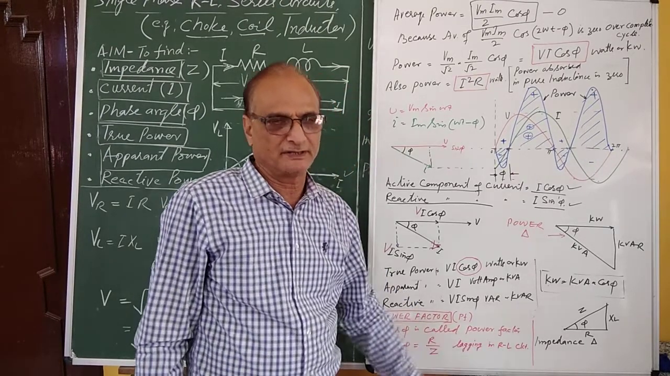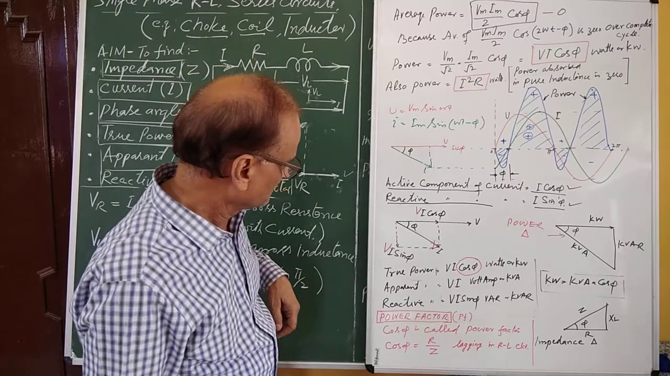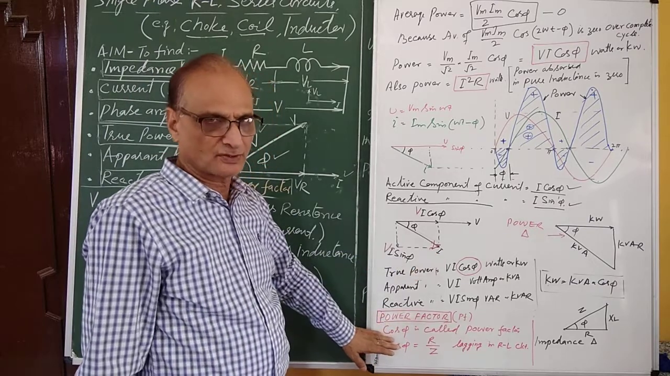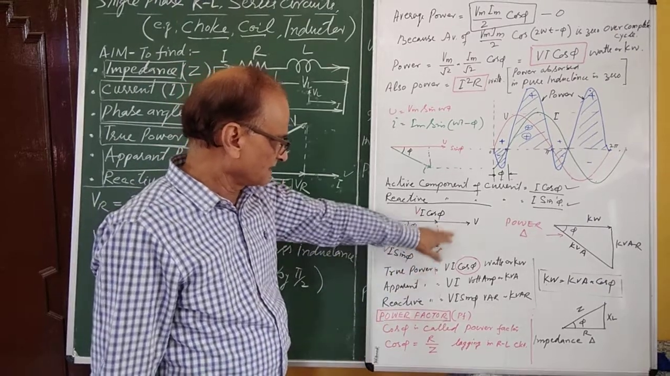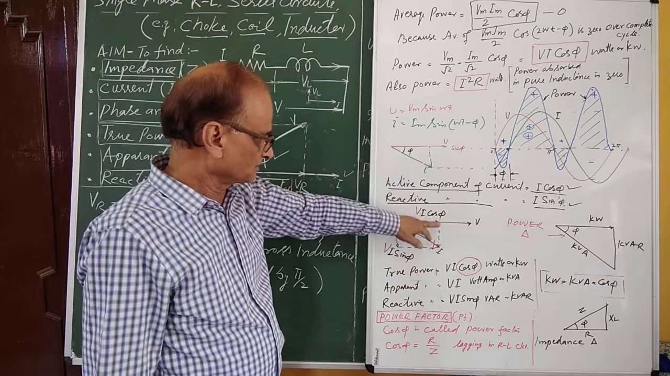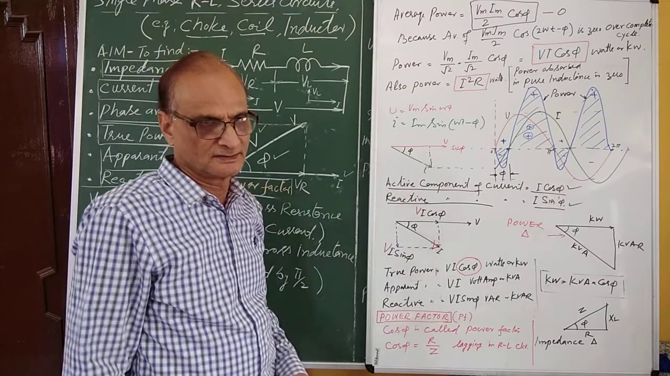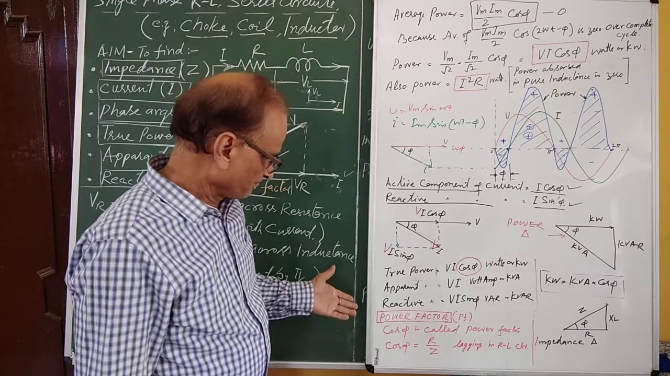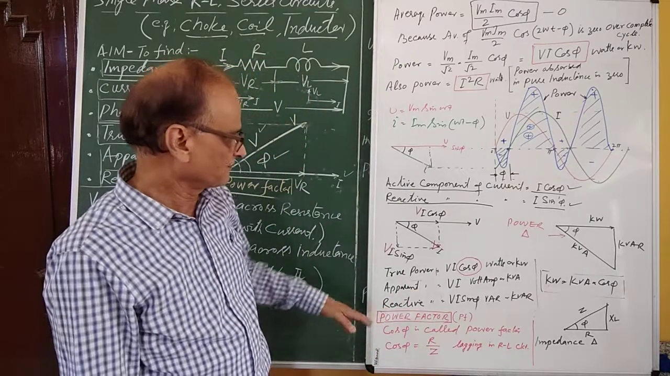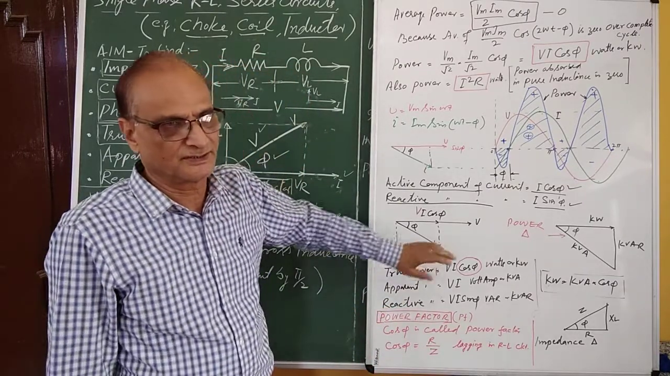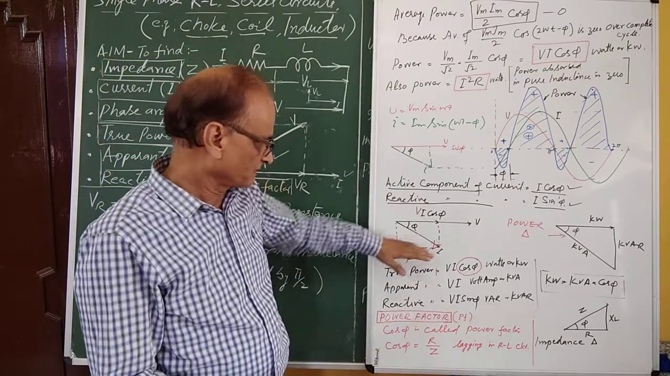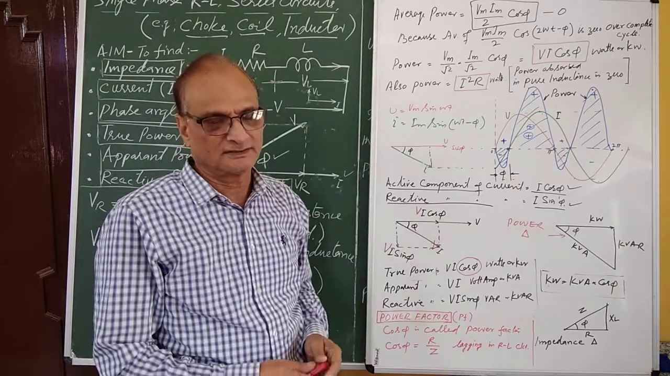The name leading, lagging or unity is given by the current. Depending on the current, the name is given to the power factor. When current is lagging, power factor is lagging. When current is leading, power factor is leading. When current is on the voltage, it's called unity power factor. So power factor leading, lagging or unity is derived from the current relations. If current is leading, power factor is leading, current is lagging, power factor is lagging, and if current is on the voltage, it's called unity power factor.